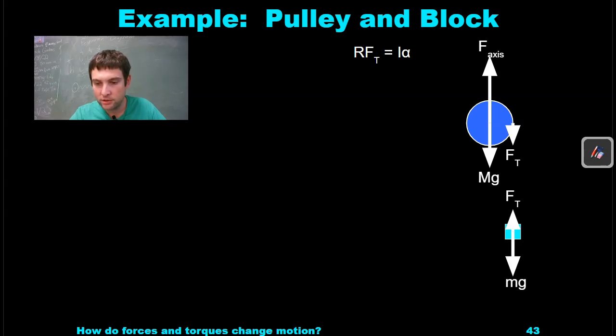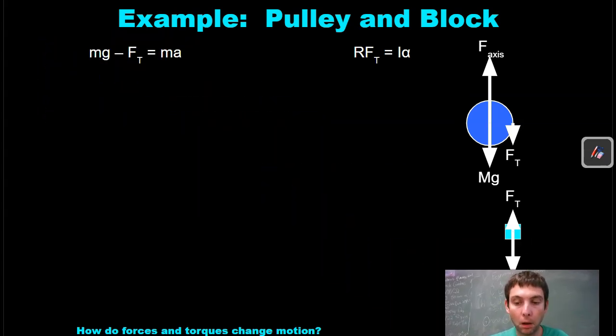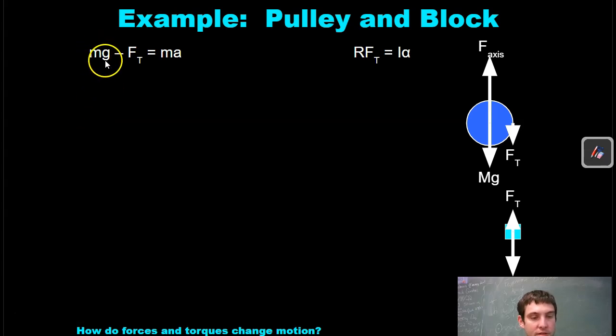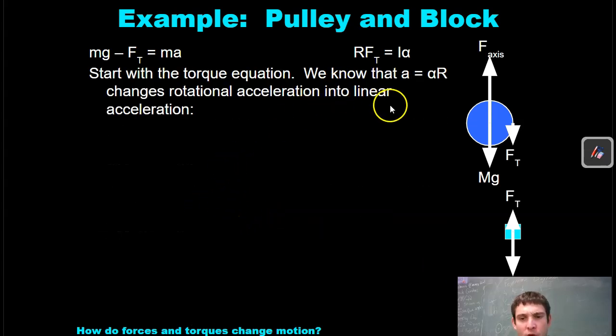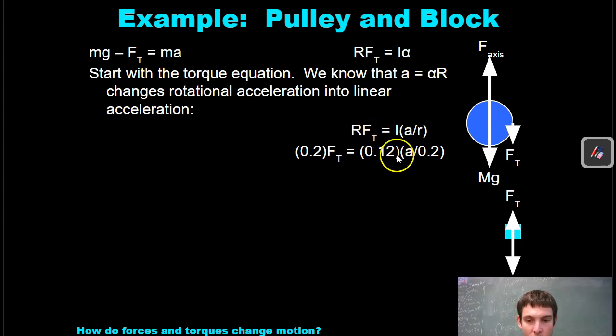Writing the two equations, we have stuff that makes it go minus stuff that holds it back equals ma, and then R times F equals I alpha. Starting with the torque equation, we know that a equals alpha times R, or alpha equals a over R. The moment of inertia was given to us as 0.12. The radius was given to us as 0.2. And the radius again, 0.2.